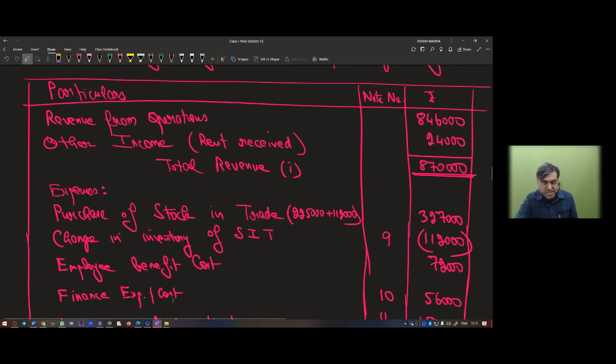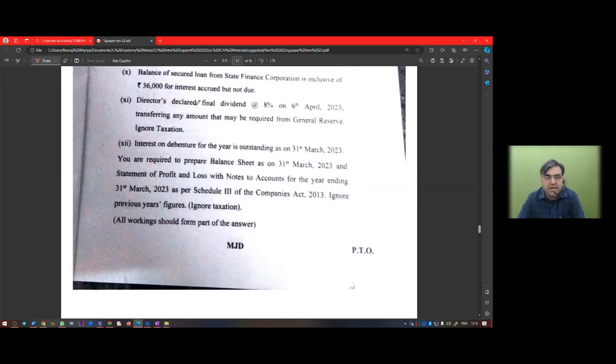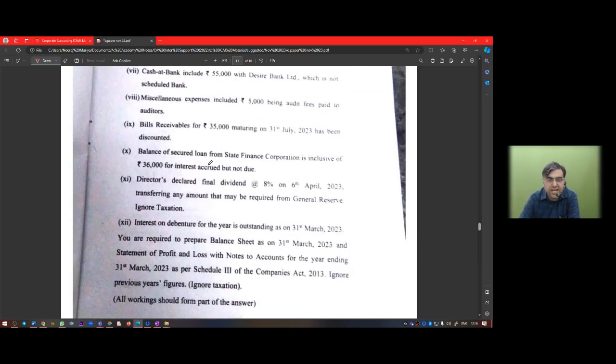The reason of difference. Let's go back to the question and minutely analyze each and every point. Now, regarding declaration of dividend, we ignore that, it is a separate point. 20,000 is okay. Financial interest accrued 36,000. We have shown this wrongly because the balance in secured loans is already inclusive of interest accrued but not due. We have taken two effects of the same. We cannot. Reason being, it is already recorded. The second effect, interest, we are not showing.